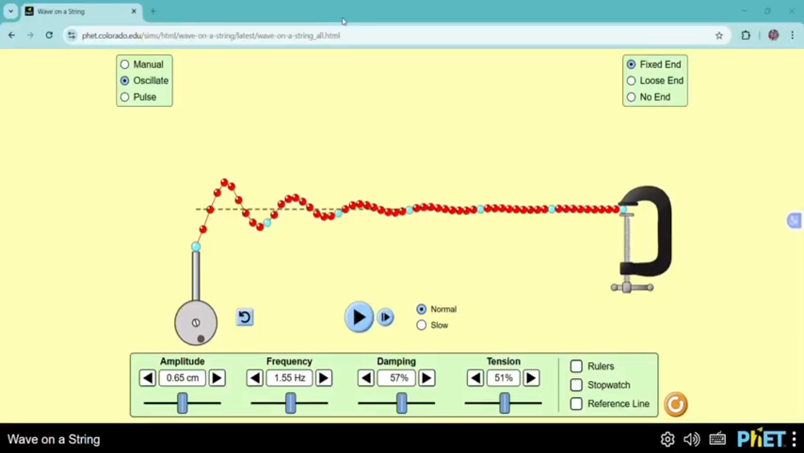Assalamualaikum, I am Muhammad Akmal and I'm going to show a simulation of Lab 5, which is electromagnetic wave. First, we are going to do fixed end.